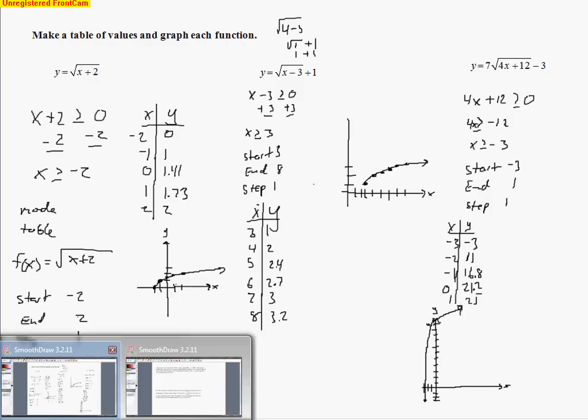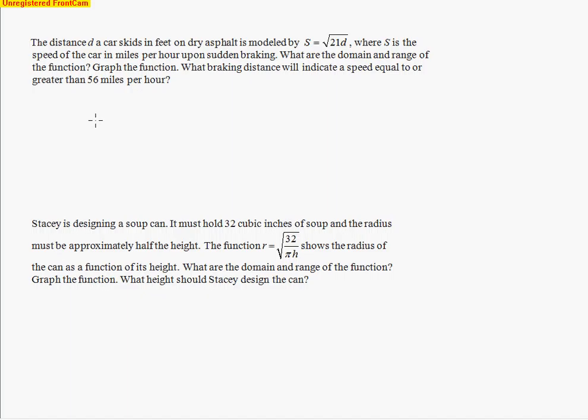Let's take a look at the last two problems here. It says the distance the car skids in feet on dry asphalt is modeled by this function, where s is the speed of the car in miles per hour upon sudden braking. What are the domain and range of the function? Graph the function. What is the distance that will indicate a speed equal to or greater than 56 miles per hour?